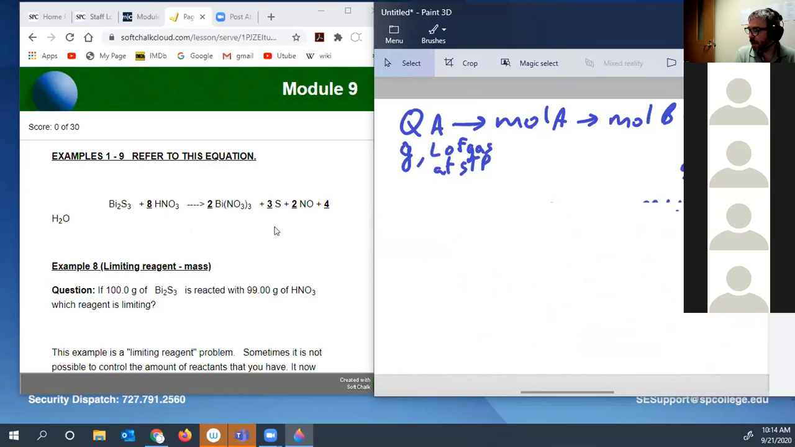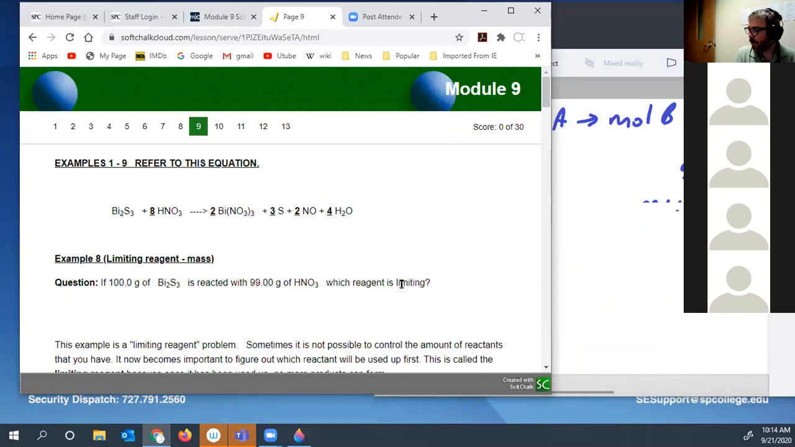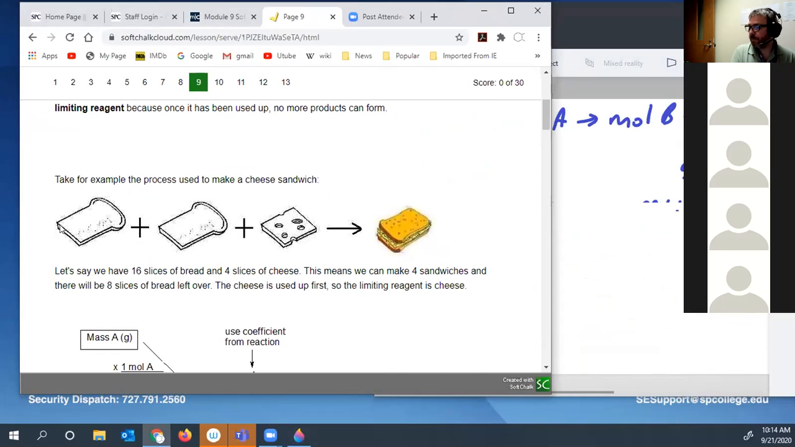Now, the theory behind limiting reagent, I go into that here in the soft chalk. It's like if you have 2 slices of bread and a slice of cheese, you can make a cheese sandwich. And we know that if we had 2 slices of bread and 1 slice of cheese, we could make 1 cheese sandwich. Likewise, if we had 4 slices of bread and 2 slices of cheese, we could have 2 cheese sandwiches, and et cetera, et cetera.